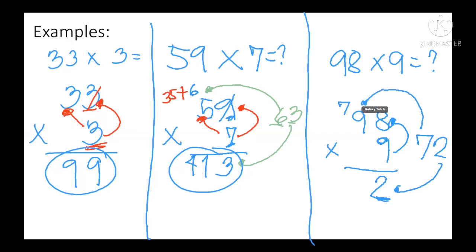We're finished with the ones place. Let's move on to the tens place. 9 times 9. 9 times 9 is 81, correct? 81 plus 7.